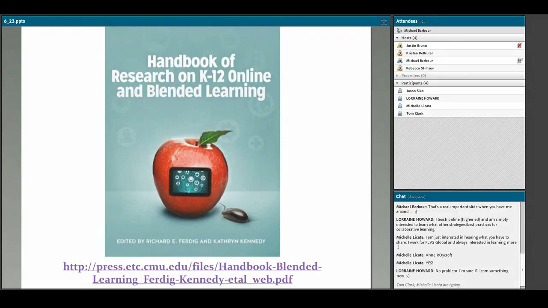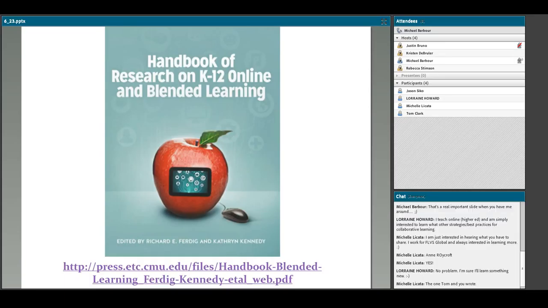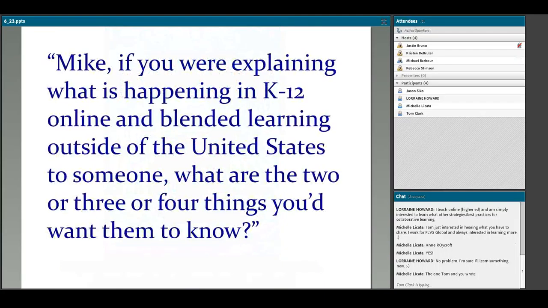Anyway, the focus of my session is going to be largely upon what I have here in the chapter. To get us started, when Rick asked me to do this initially, I actually hemmed and hawed about it. I was more than happy to do it because of all the folks doing research into K-12 online learning, I'm probably the one that has done the most work outside of the United States.